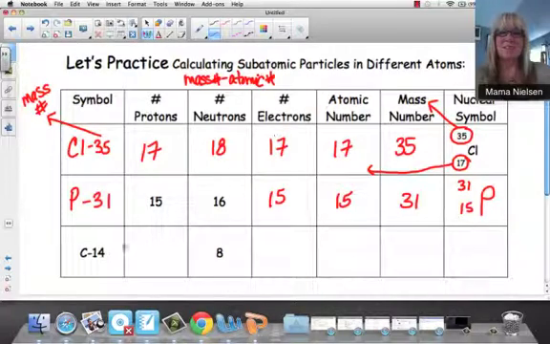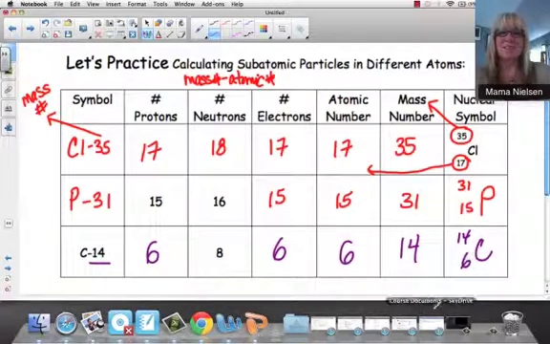And then the last one, we'll pick a different color. We're talking about carbon. Carbon has an atomic number of 6, which means that it has 6 protons. And it's neutral, which means it's got 6 electrons. The mass number is right here, so that's going to be 14. And then the nuclear symbol would be with the mass number and the atomic number.